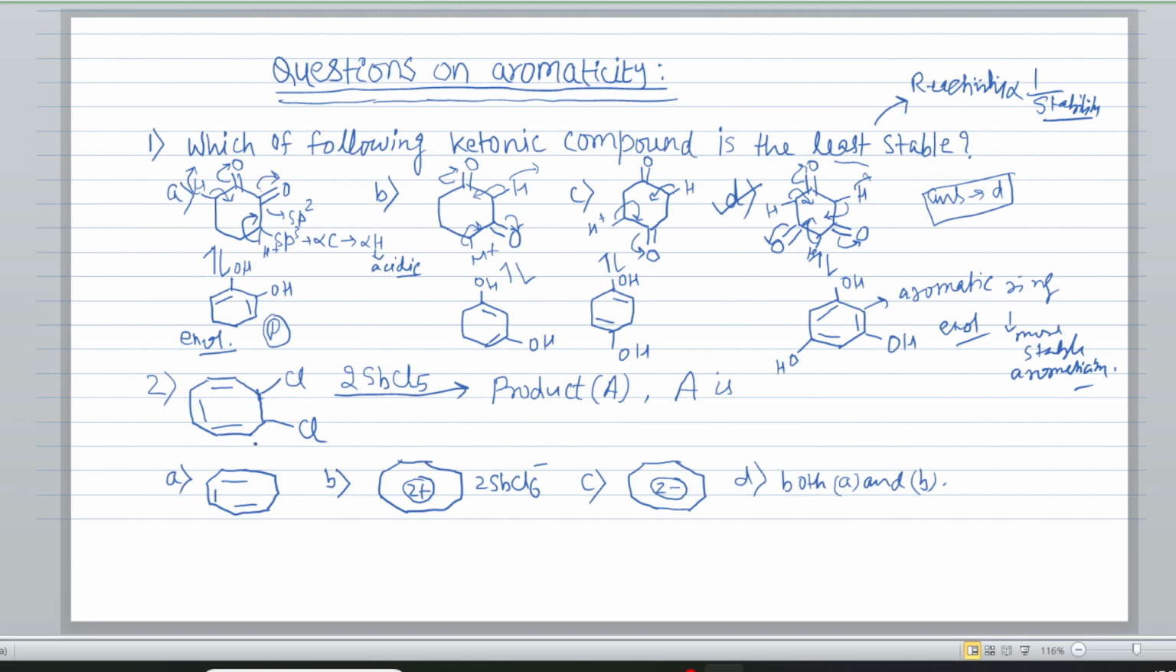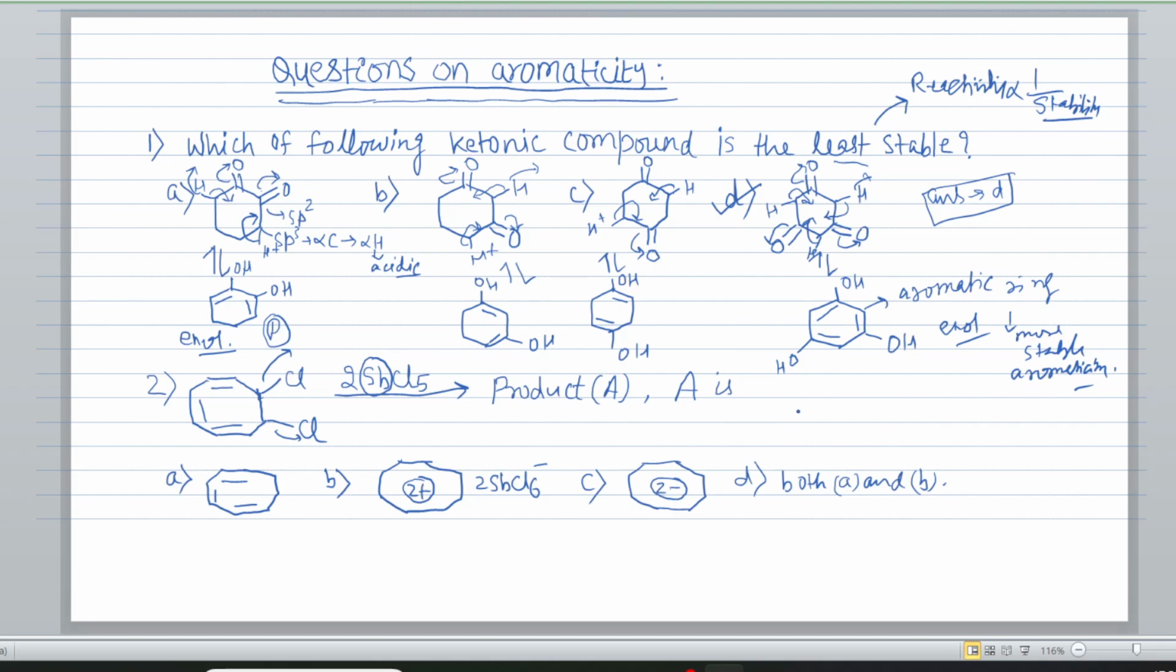In the second question, here dihalides are given and the reagent given is SbCl5. This antimony has higher affinity for chlorine. So this antimony will abstract chlorine atom from these two carbon atoms. Since this carbon chlorine bond is highly polar due to electronegative difference between sp3 carbon and chlorine, therefore this Cl and carbon bond gets dissociated heterolytically and after heterolytic dissociation these two carbon atoms will acquire positive charge.